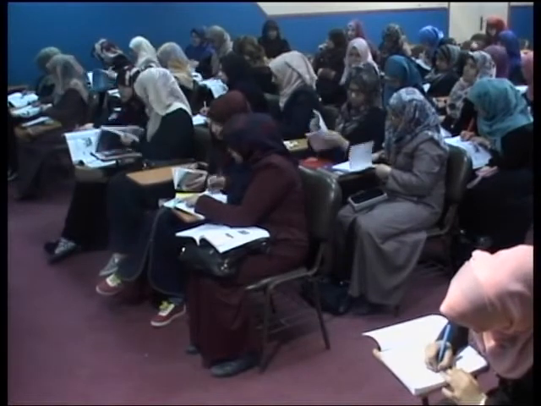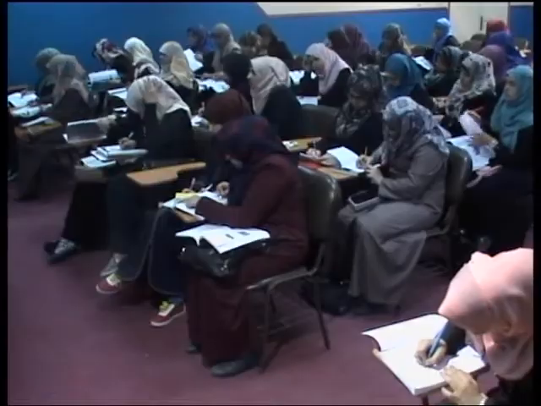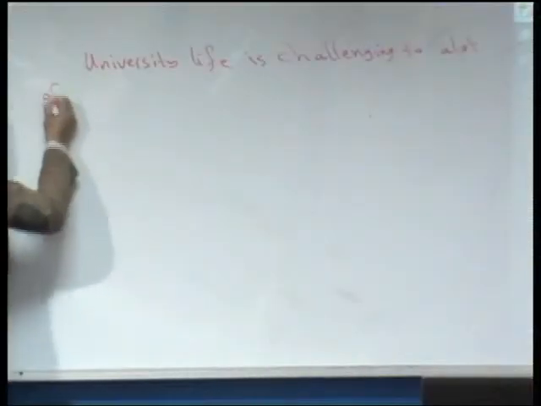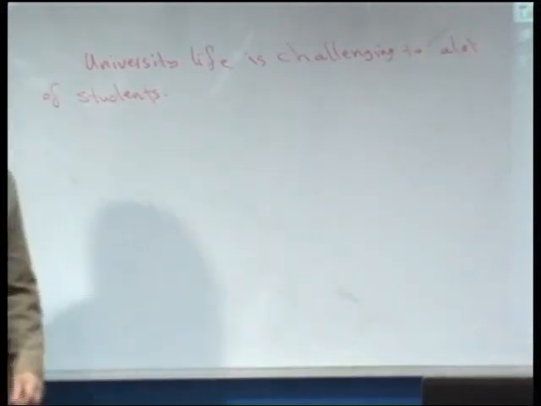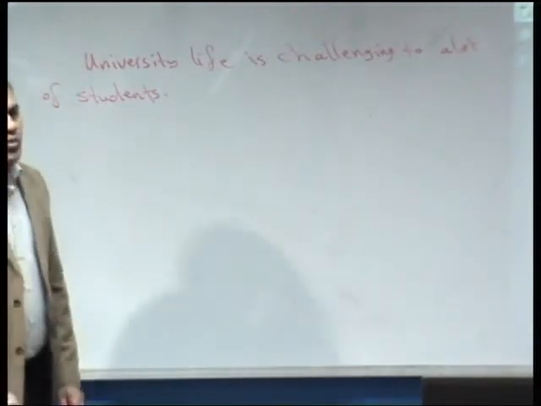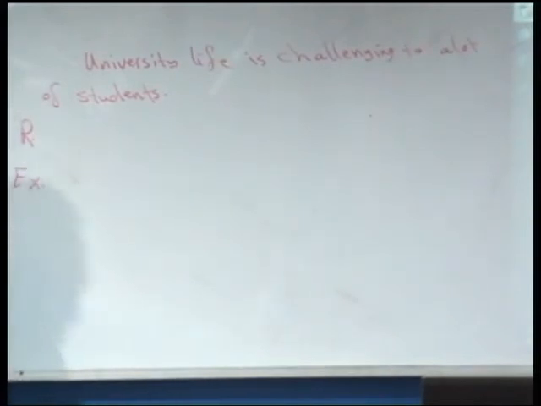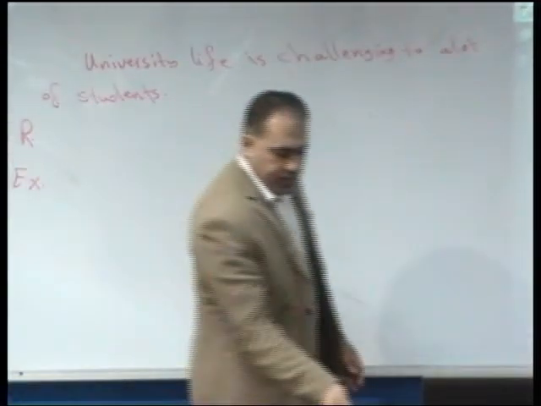University life is challenging to a lot of students, or it can be difficult to a lot of students. Try to provide one reason and one example for this topic sentence, okay? University life can be very challenging to a lot of students, or can be very difficult to a lot of students.